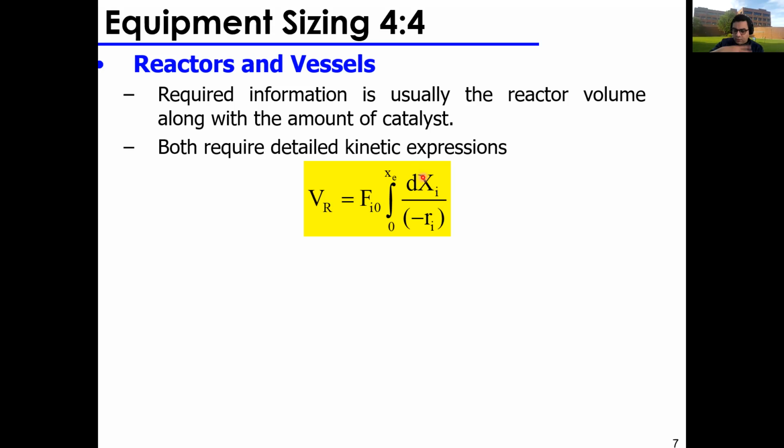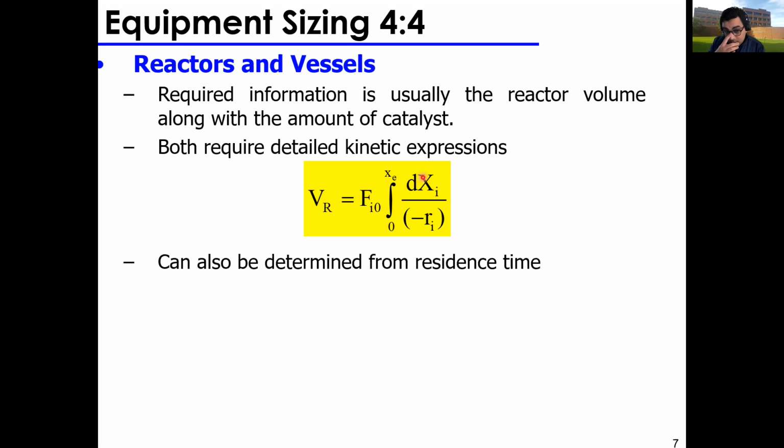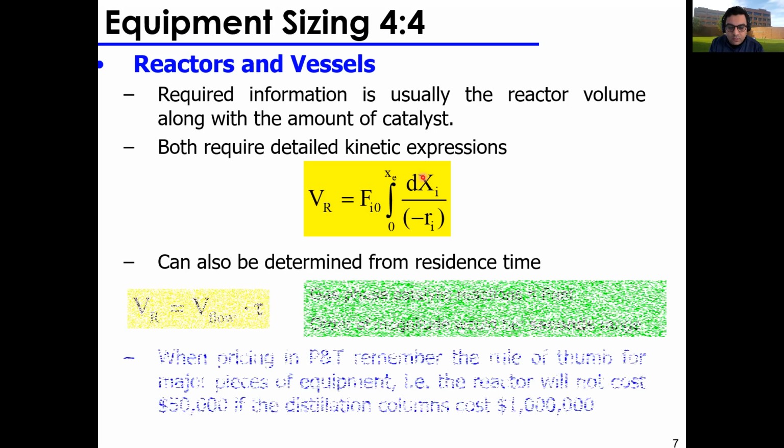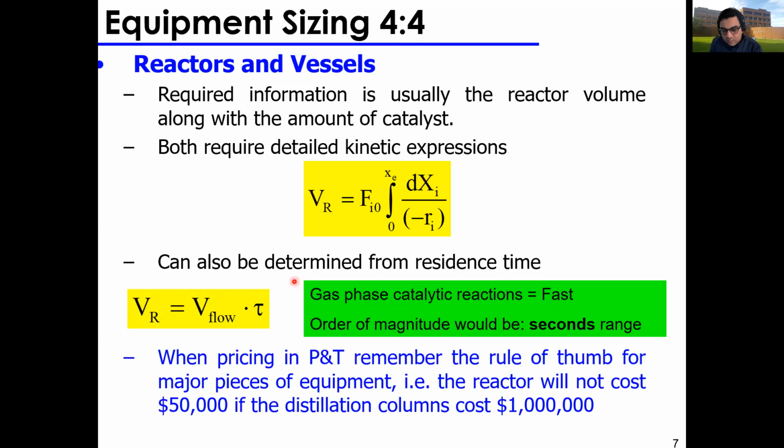And then afterwards, you can do all the manipulations we talked about in 422, where having CSTRs in series is better than having one large CSTR. You can always do these types of manipulations where you take advantage of the kinetics, take advantage of the math, of the flow profiles to try and minimize your volume and minimize your cost. And it can also be determined from residence time, as we've discussed before. Volume of your reactor is equal to your volumetric flow rate multiplied by your residence time, right?